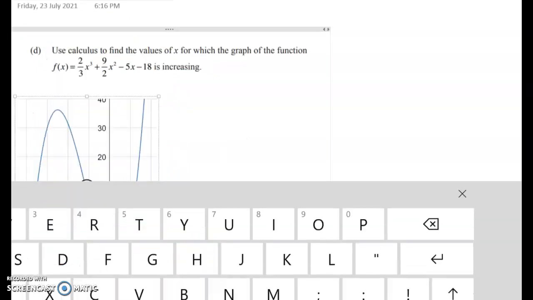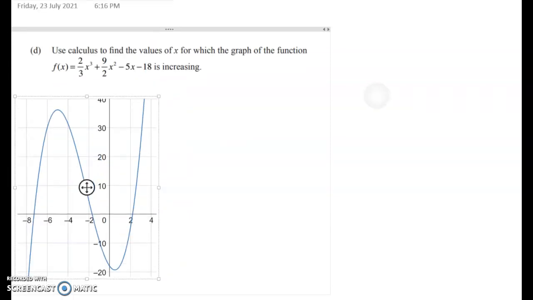Right, let's do the next one, and then there are 2 for you to do. So this one is very, very similar. I think this is the 2018 exam. Use calculus to find the values of x for which this function is increasing.